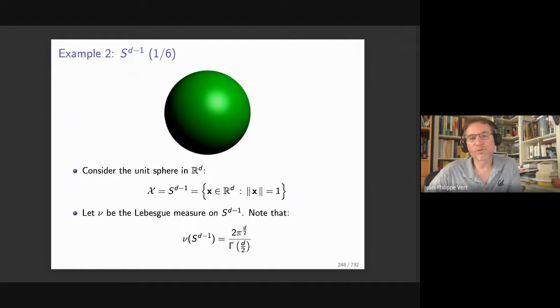But the question is, suppose you consider the data X to be the sphere. So this is a well-defined compact metric space inside R^d. If we endow it with the Lebesgue measure, so we have a space and a measure nu on it, then how can we find, again, the eigenvalues and eigenfunctions of the LK operator?